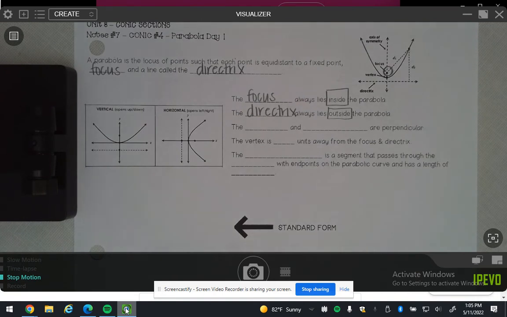That might be something you want to write down. Those are equidistant from your vertex.